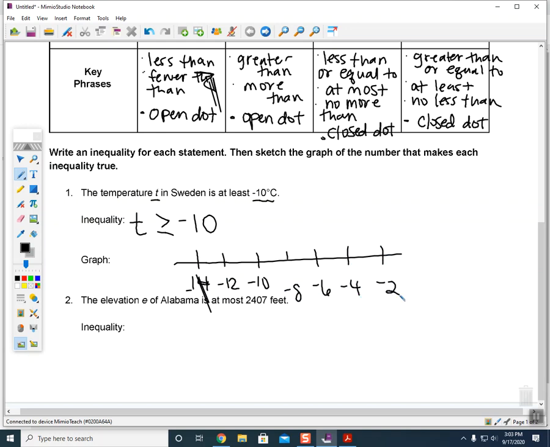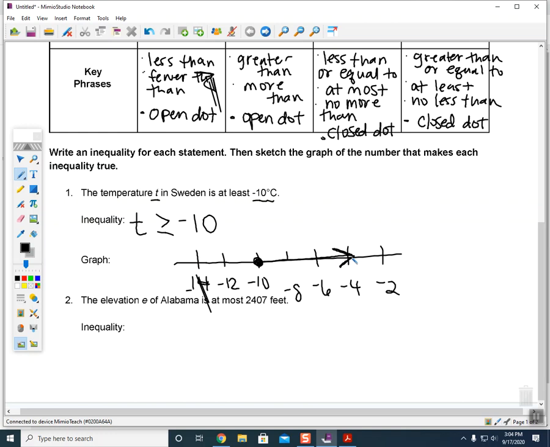Okay. Greater than or equal to means that I'm going to use a closed dot. So I'm going to put a closed dot on 10. Greater than or equal to means that my arrow points to the right. That is my graph.